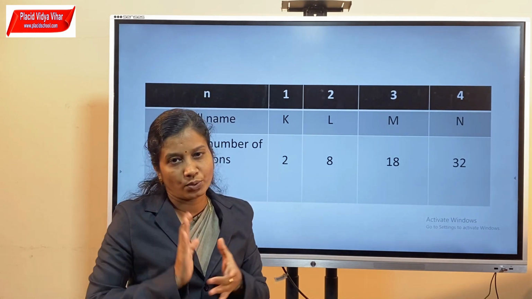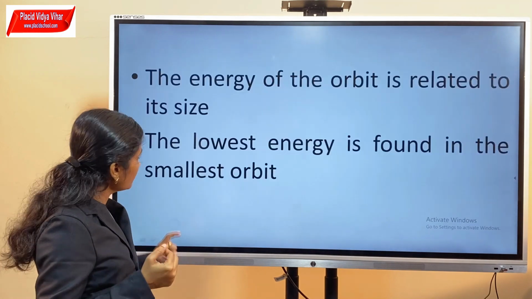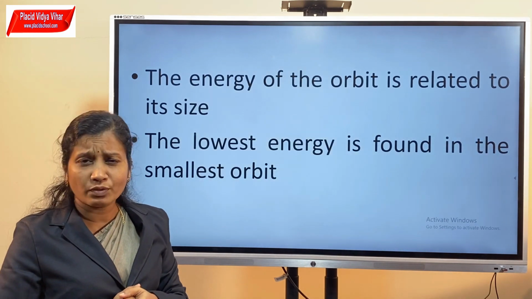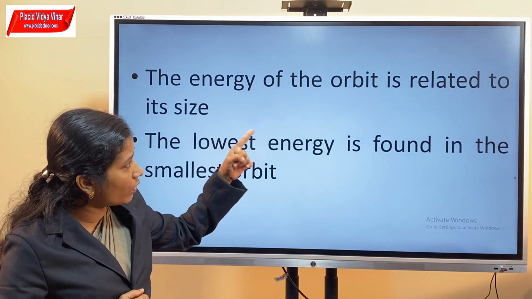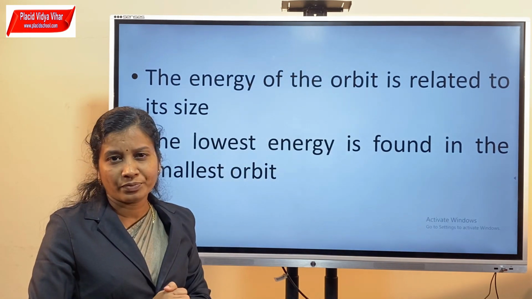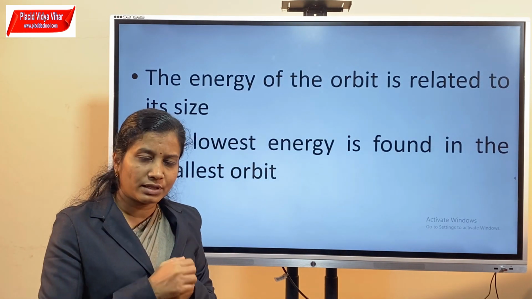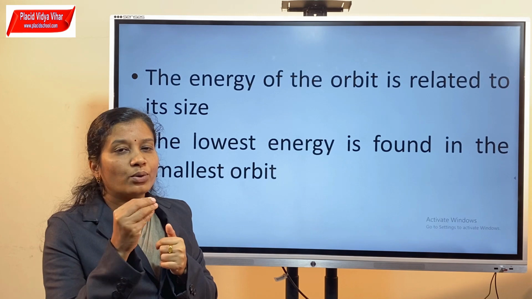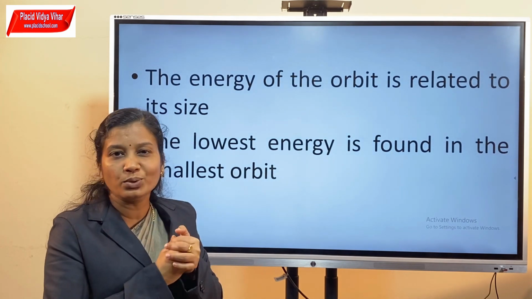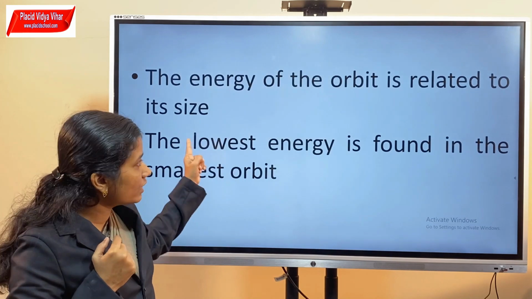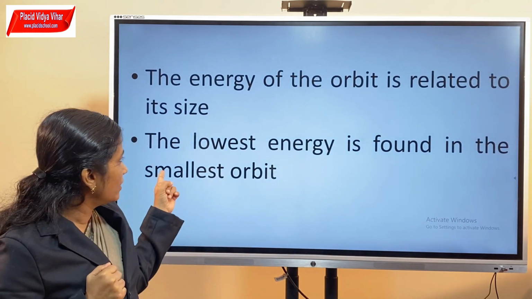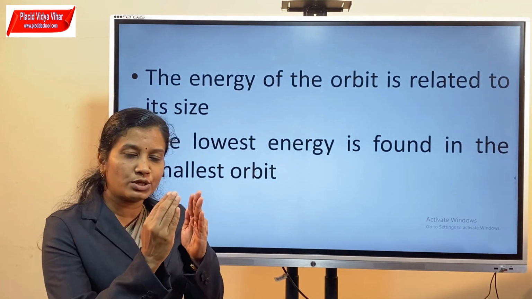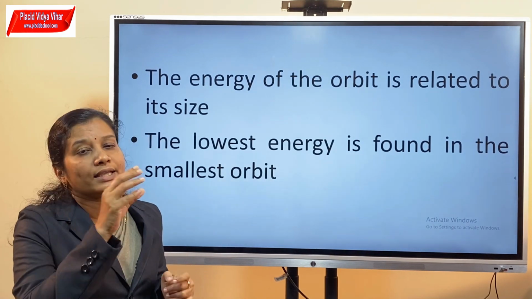Okay, then we come to the energy of the orbit being related to its size. So what does it mean? The energy of the orbit is related to its size. If we consider the first energy orbit, the first shell, it is closer to the nucleus. So what about its size? It is considered as a lower energy orbit. The size is small, it's closer to the nucleus. So that is that point. The energy of the orbit is related to its size. It means the lowest energy is found in the smallest orbit. That means the orbit which is closer to the nucleus has the smallest energy.